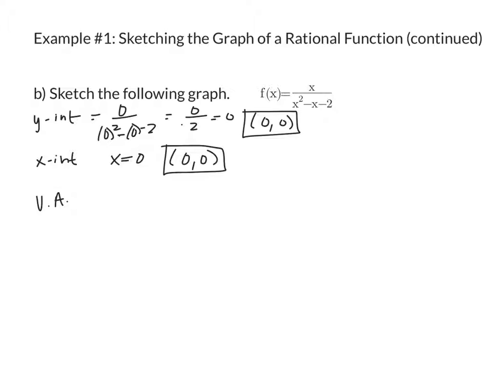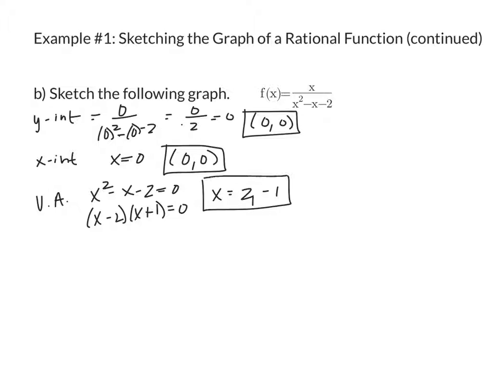Our vertical asymptote, to find that means to set your denominator equal to 0. So x squared minus x minus 2 equals 0. I would just factor using AC. The two factors that would work are x minus 2 and x plus 1. And so those vertical asymptotes would be x equals positive 2 and negative 1. So we would create vertical lines at those two areas. And then the horizontal asymptote is checking your power. So I have a 1 in the numerator and 2 in the denominator. So 1 is less than 2. And so since it is less than, your horizontal asymptote is y equals 0.